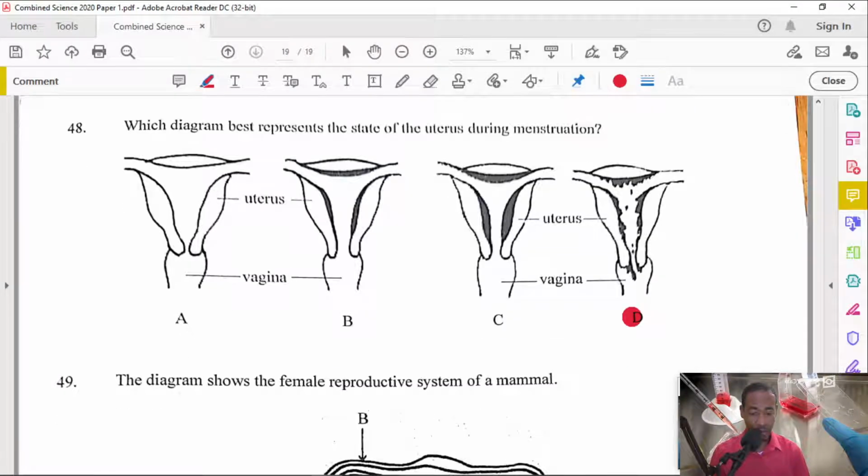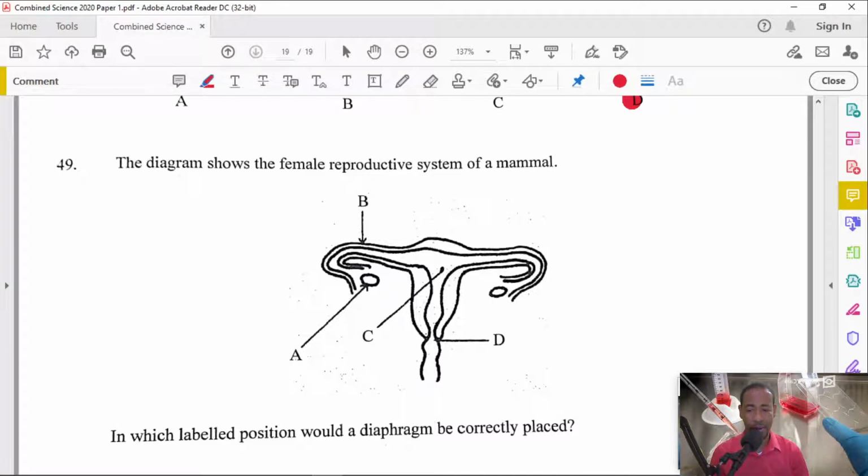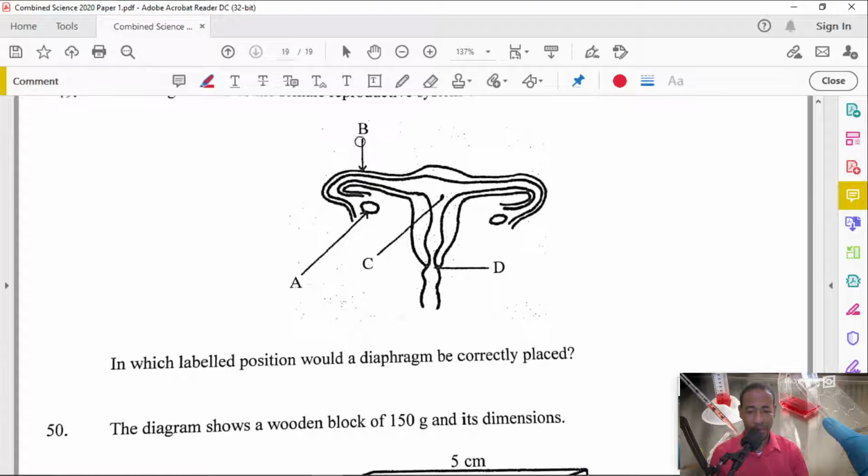All right, let's look at 49 real quick. A diagram shows the female reproductive system of a mammal. And so we have some labeled parts here. We have the fallopian tube, which is B. A is the ovary, C is the uterus, and D is the cervix.